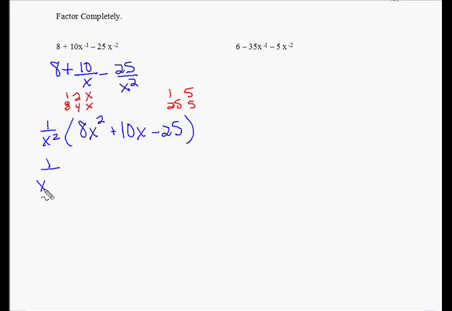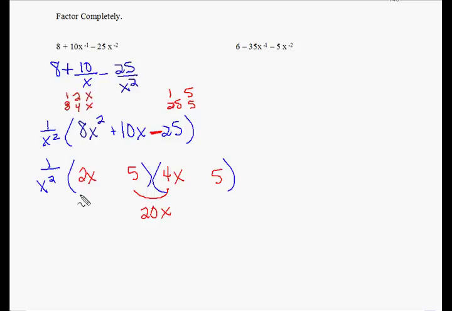So this 1 over x squared will sit out in the front, and now we'll have 2 sets of parentheses. In the front of both parentheses, I'll use the factors from the first term, starting at the end of the list, 2x and 4x. And from the last term, we'll use the 5 and 5. And again, since the last sign is subtraction, I'm going to try and figure out what the middle term needs to be. The signs will be different.